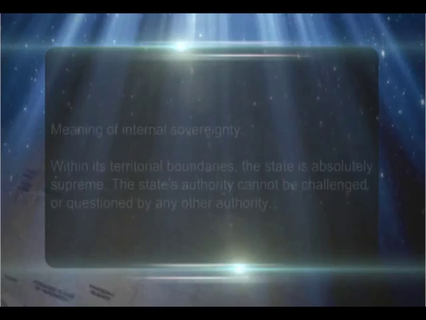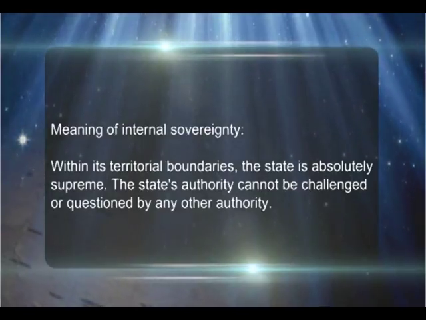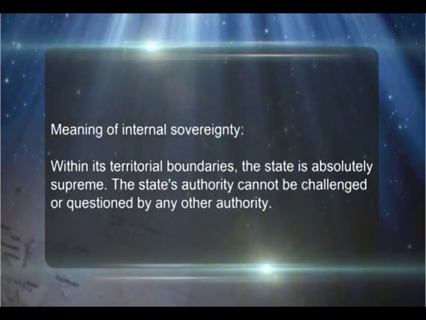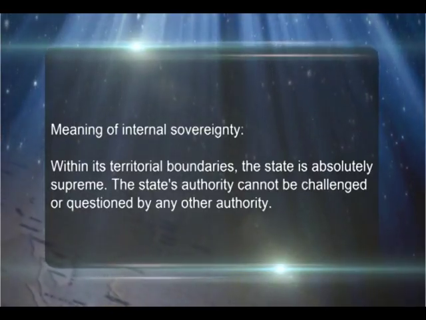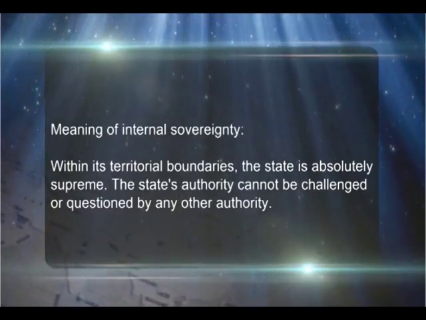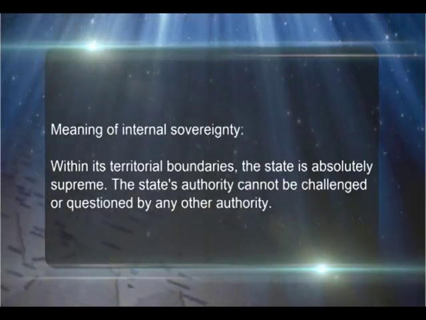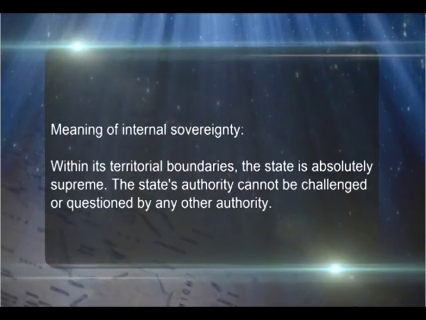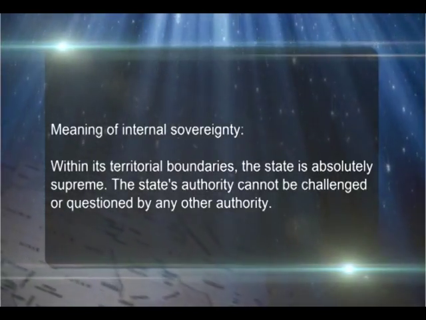What was the internal manifestation of sovereignty? The understanding of internal sovereignty was this, that within its territorial boundaries, the state is absolutely supreme. The state's authority cannot be challenged. The state's authority cannot be questioned by any other authority. So this was the internal manifestation of the notion of sovereignty.